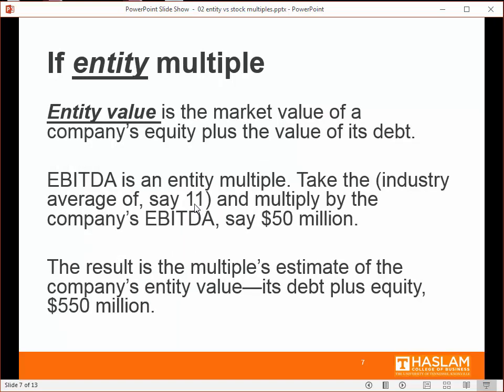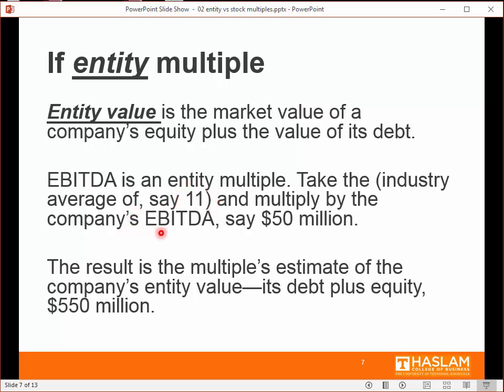Now, if you use an entity multiple, it's a little bit different. Here, you're going to try to value or get an estimate of the value of the total company, which is the value of its equity and the value of its debt. An example of an entity multiple is EBITDA. Using an EBITDA ratio, you would take an industry average of EV, enterprise value, to EBITDA, and say that average is 11.